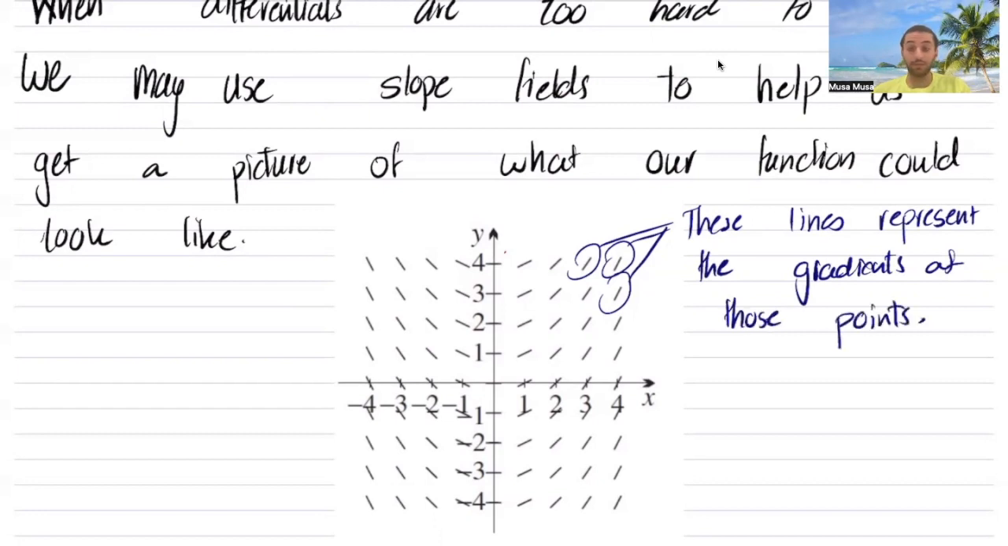They don't tell us that the function actually goes through there. That's not the point of the slope field. It just tells us that in this position, it is very steep, whereas maybe in this position it is horizontal. So anywhere along here is horizontal, and anywhere here has negative gradients. And as you move to the left, they get steeper in the negative. Okay, that's sort of the premise.